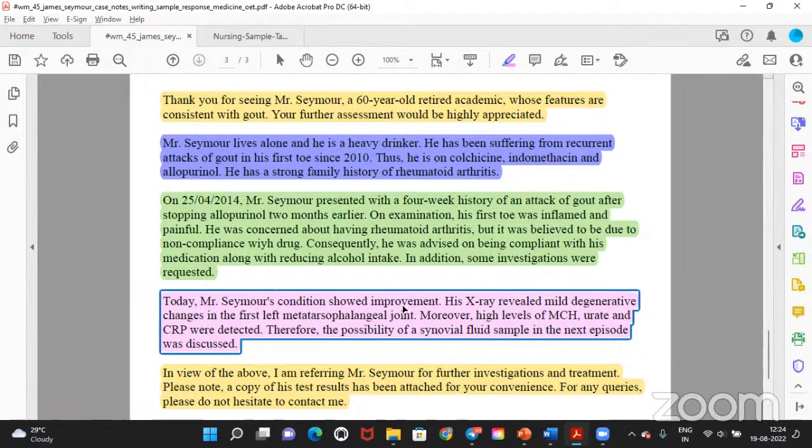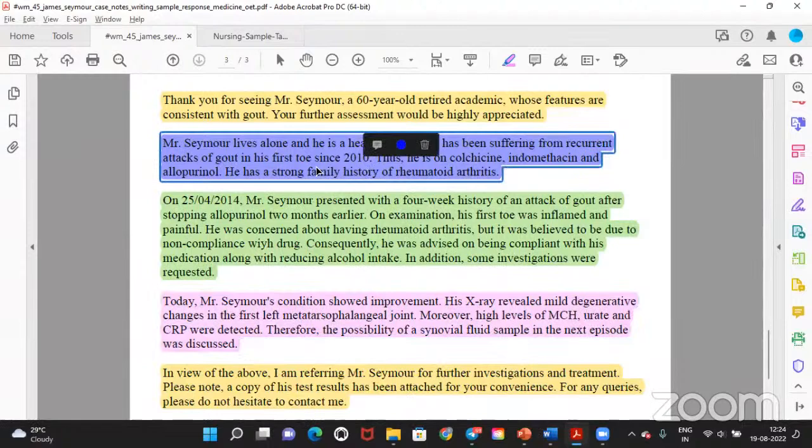So how should it be? This personal history is coming here. Now what you have to write first is the general condition, the general situation, the general problem. This is not an urgent letter, so the 2 days visit will not come. So what is his history? Everything you have to write here.